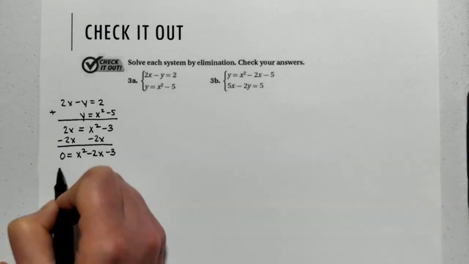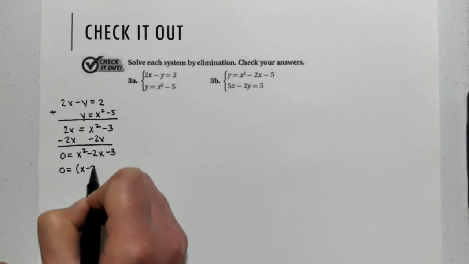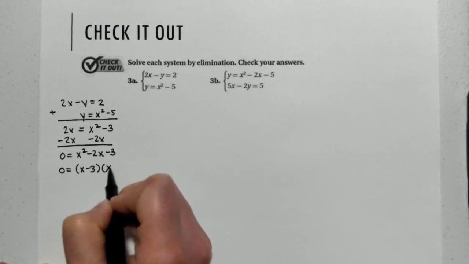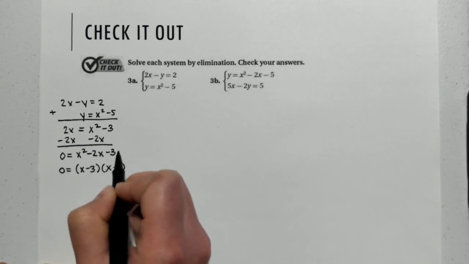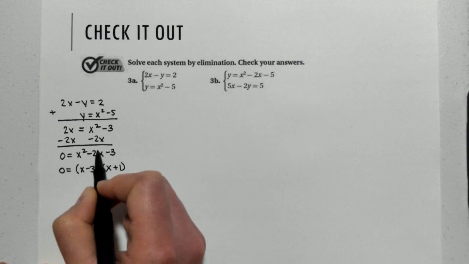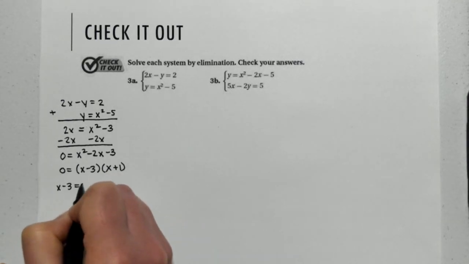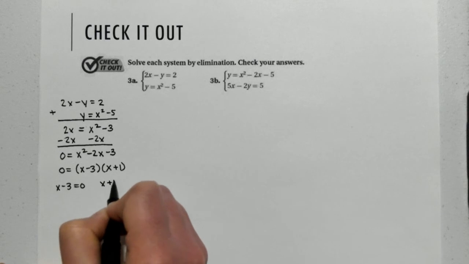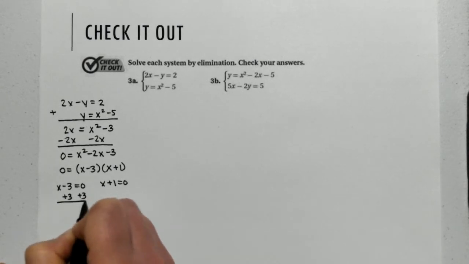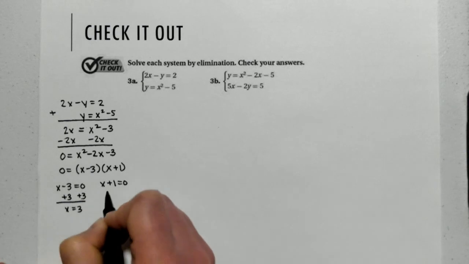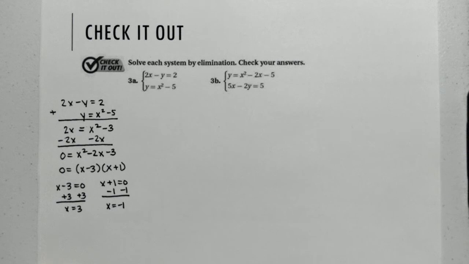For this one I can factor. I'm going to factor it as x minus 3 times the quantity x plus 1. Negative 3 times 1 will give me that negative 3. Negative 3 plus 1 gives me negative 2. Set your factors equal to 0. So I'm going to get x equals 3, and then I get x equals negative 1.